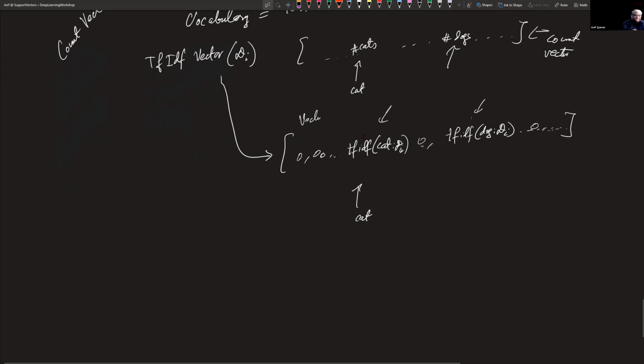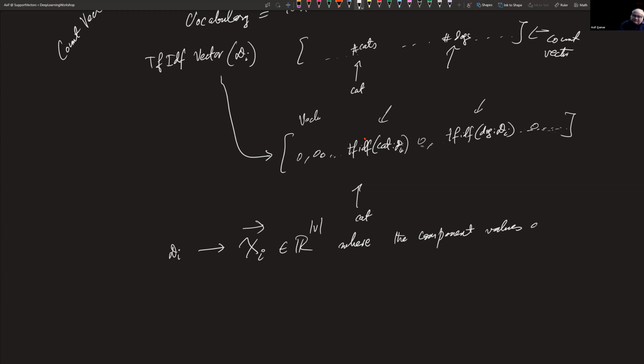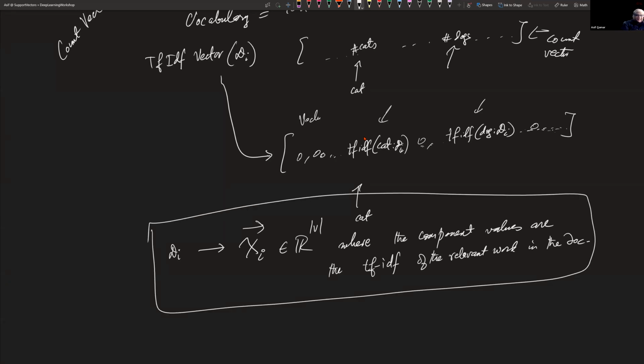And so you have created another vector representation of a document, right? Given a document di, you can now have a vector representation xi, which belongs to R to the size of the vocabulary. It's a vector representation where the component values are the Tf-Idf of the relevant word in the doc. So this is a milestone, guys, and we will stop here.